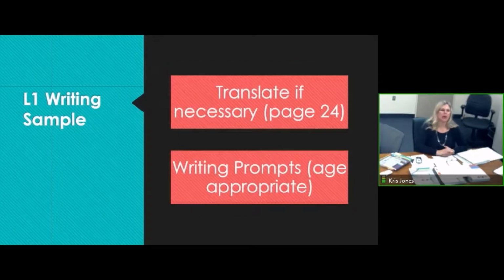We already talked about our L1 writing sample and being able to translate. I think it's very important during this assessment. I'm not sure how familiar you are with translanguaging, but it's okay for students to use their first language as needed. And we want to know if they're using their first language for understanding. Sometimes in the beginning stages, they have to make sense of something in their first language.